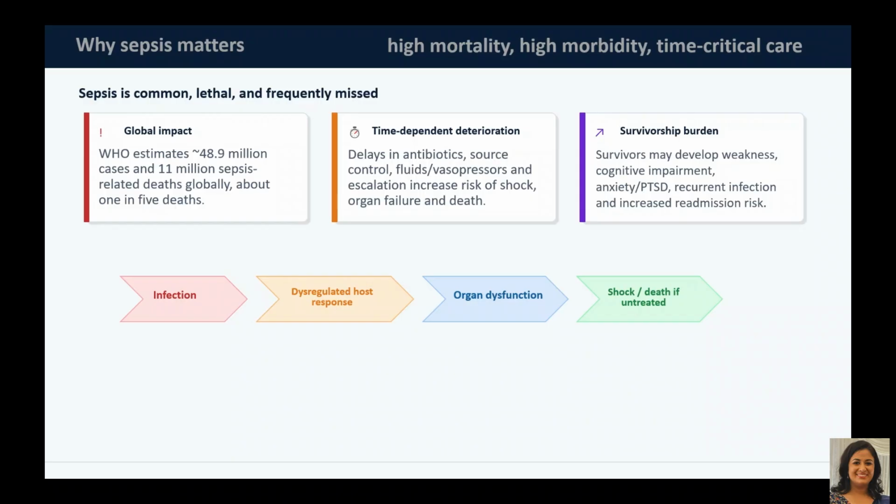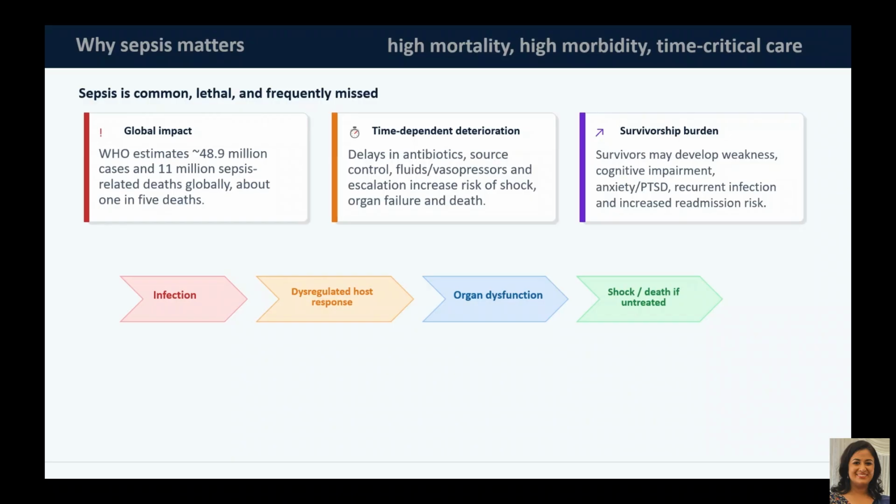When you look at the WHO data, you see that nearly 48.9 million people are admitted every year with sepsis. Out of that, about 11 million people died of sepsis. That means that there's a huge mortality burden with sepsis. When you consider all the deaths, about 1 in 5 deaths are due to sepsis. So there is a huge mortality burden associated with sepsis.